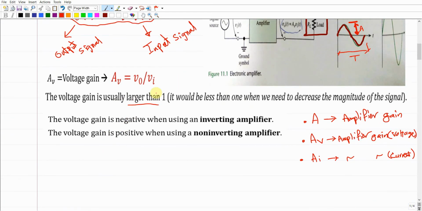And also the gain could be negative or positive. If it is negative, it means that we're going to end up with an inverting amplifier. This is going to give an inverted signal, and I'm going to show you what it means, an inverted signal. And if it is positive, it means that we have a non-inverting amplifier. So what does this mean?